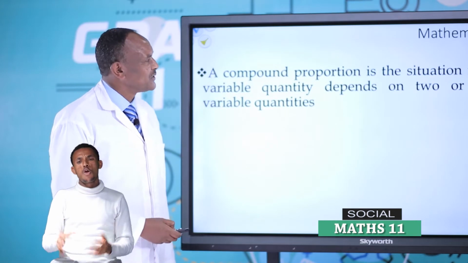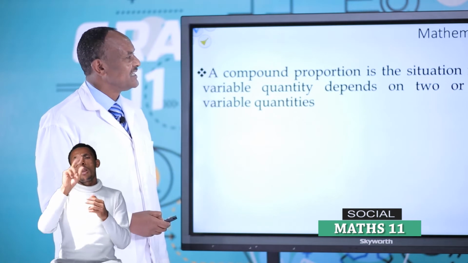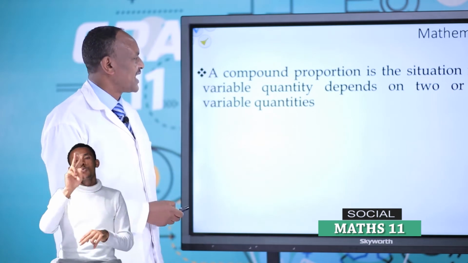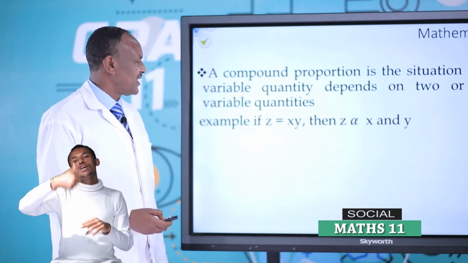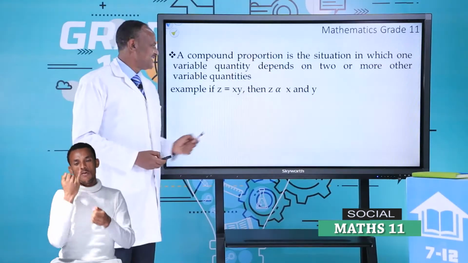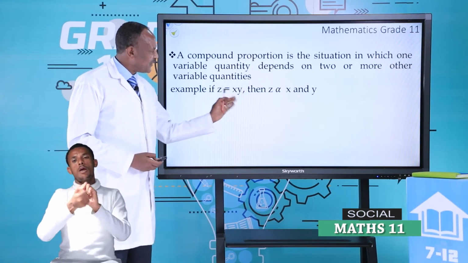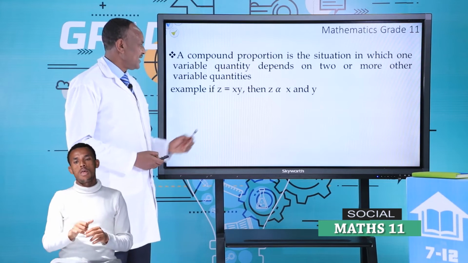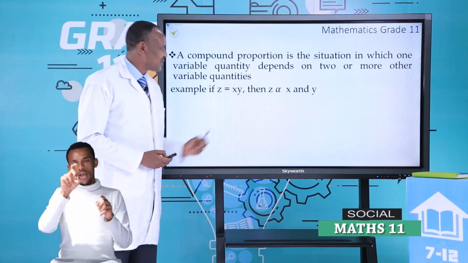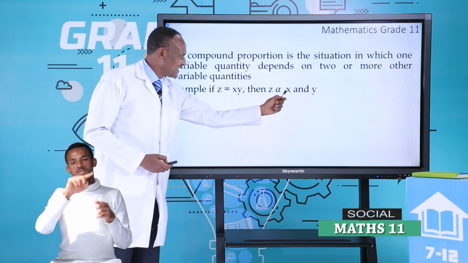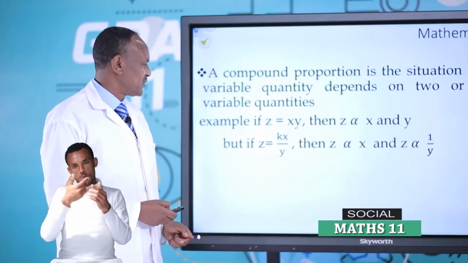A compound proportion is the situation in which one variable quantity depends on two or more variable quantities. Say, if z is equal to x times y, z is a variable which depends upon x and y. Here, z will be large when x and y also become larger. So z is directly proportional to x, and also it is directly proportional to y.